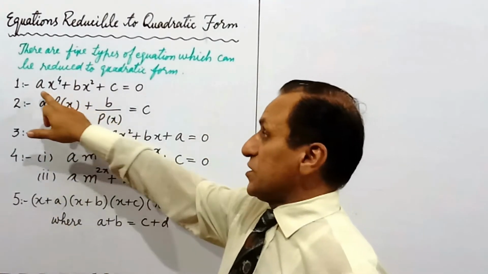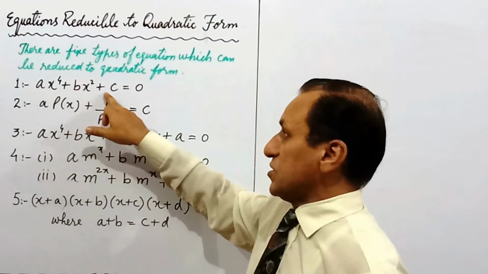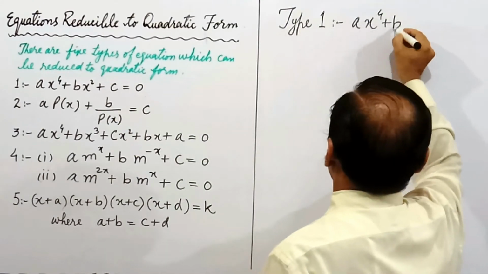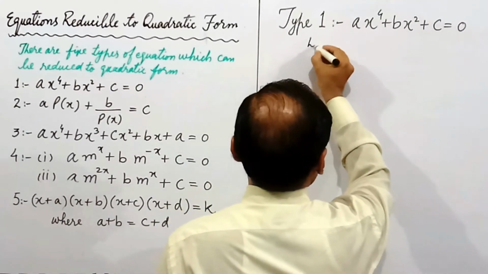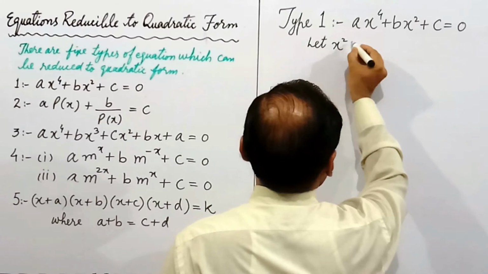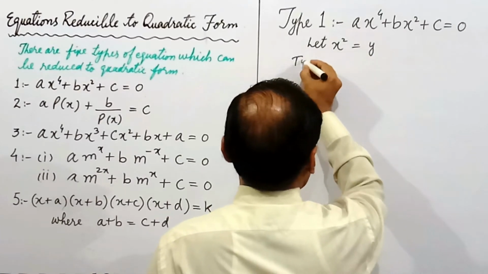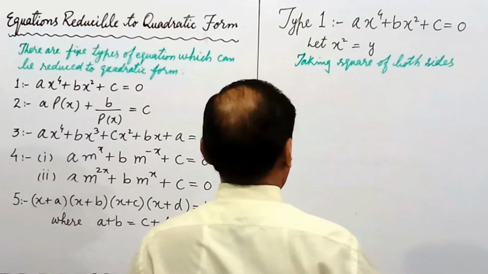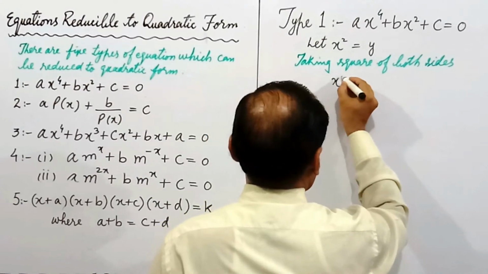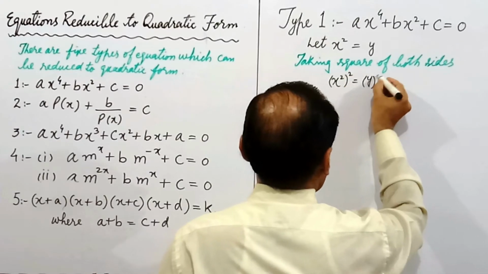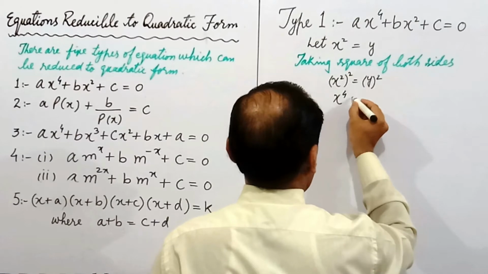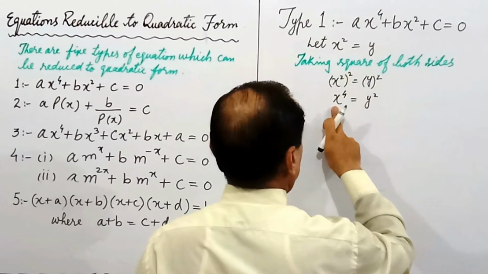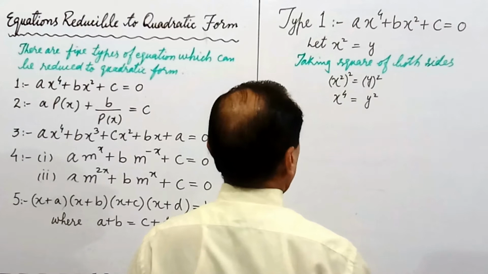Let's begin with the first equation, that is in the form ax raised to the power 4 plus bx square plus c is equal to 0, the type 1. In this, we let x square is equal to y. Taking square of both sides, we have x square whole square is equal to y square. X raised to the power 4 is equal to y raised to the power 2. We have the values of x square, which is y, and x raised to the power 4, that is y square. Put the value in given equation.